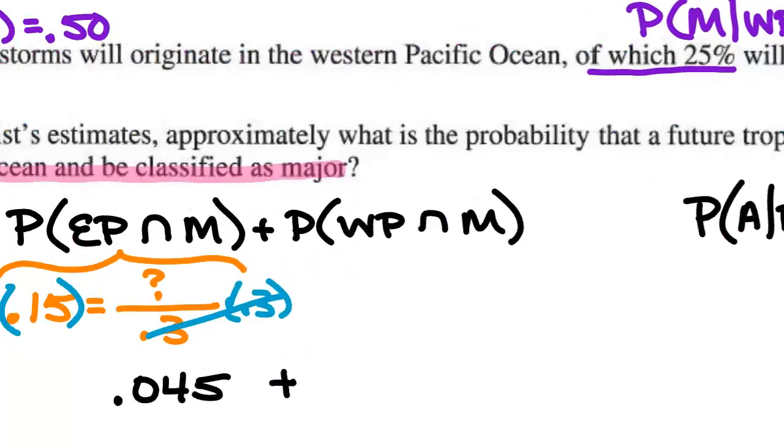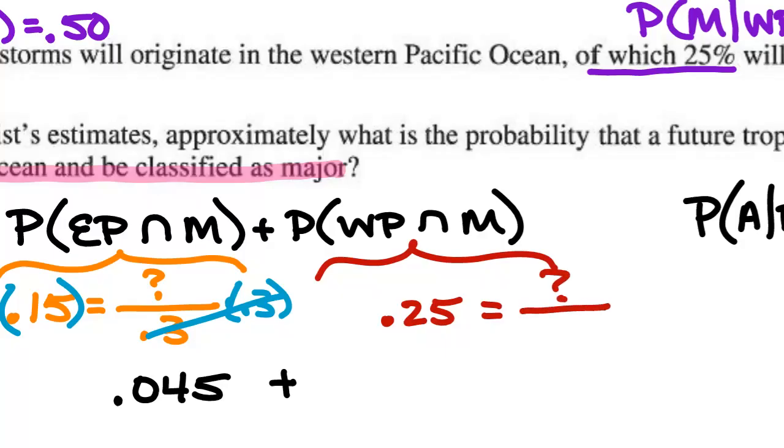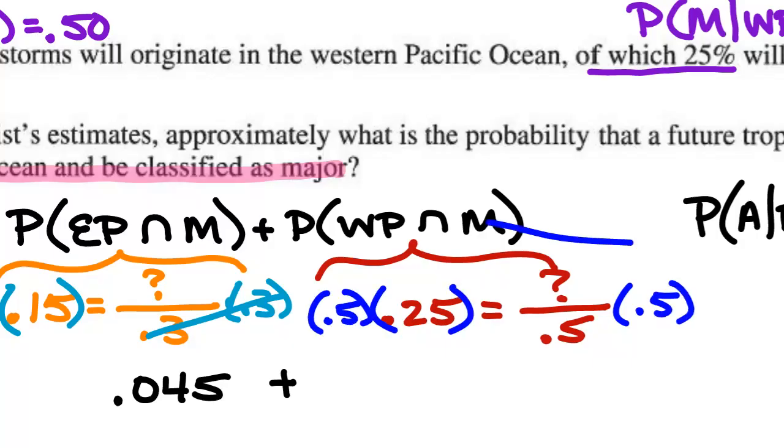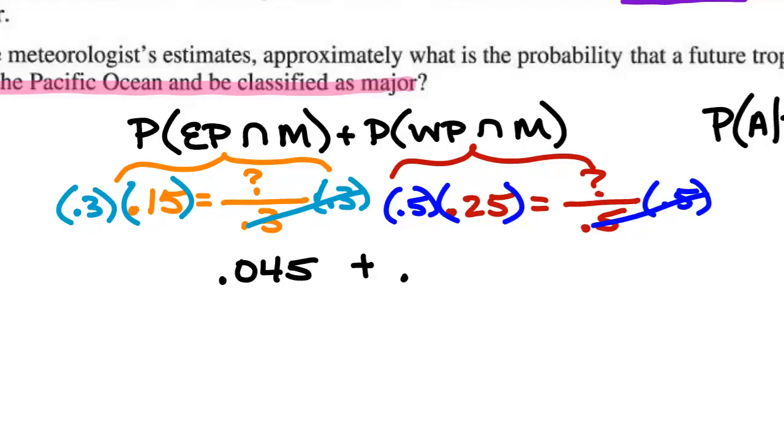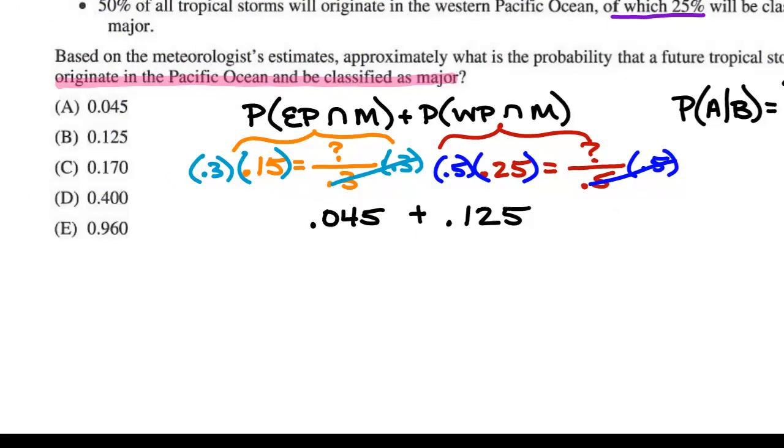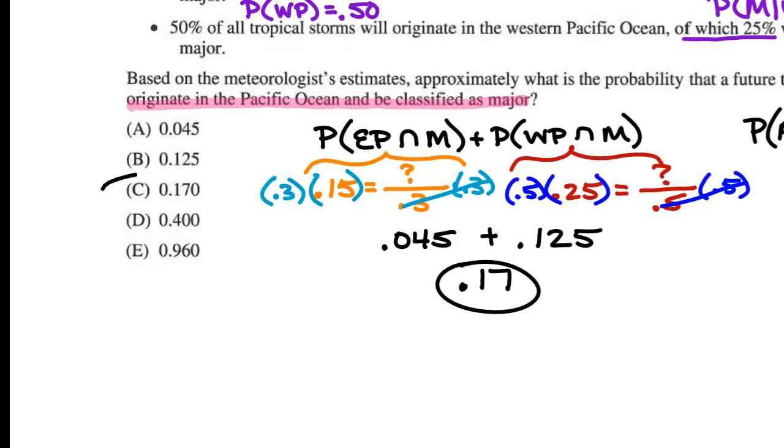Plus, now we're going to do the same thing for Western Pacific. I have 0.25 is equal to the thing that I'm looking for over 0.5. So I'd multiply both sides by 0.5. And for this one, I get 0.125. When you add those two together, you get 0.17. So option C. You can absolutely do this one with a tree diagram as well.